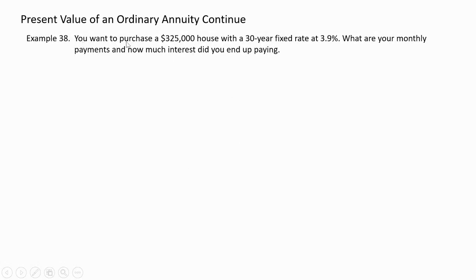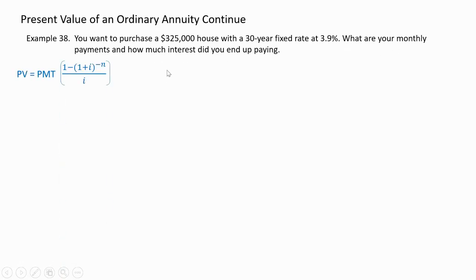So this is number 38. This is one where you want to buy a house. Okay, when you purchase a house, guys, say you want a house for $325,000. This is a 30-year fixed rate, which means that'll be the interest you're going to be paying for 30 years. When you buy a house, it's either 30 years or 15 years. But at times, there's a 20-year fixed rate, but most of the times it's 30 or a 15-year loan. What are the monthly payments and how much interest did you end up paying?